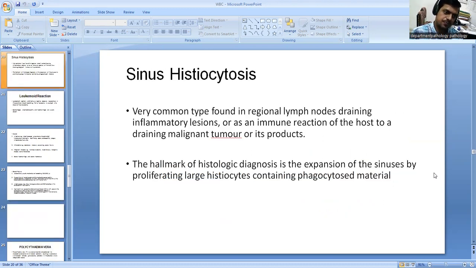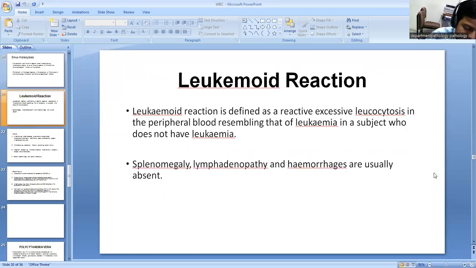Sinus histiocytosis is a very common type found in regional lymph nodes draining inflammatory cells, or as an immune reaction of the host to a draining malignant tumor. The hallmark of histologic diagnosis is the expansion of the sinuses by proliferating large histiocytes containing phagocytosed material. The next one is leukemoid reaction.